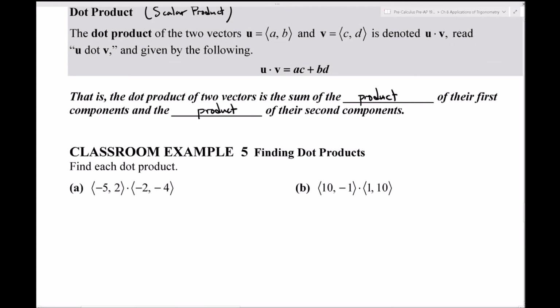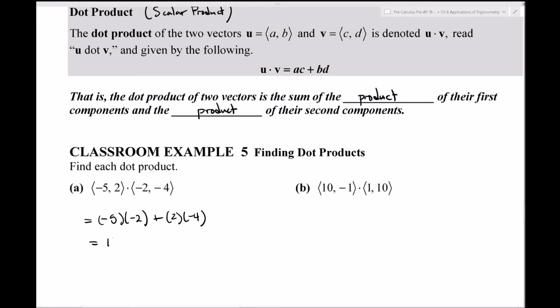So number 5, find each dot product. So <-5, 2>, and that's going to be dotted with <-2, -4>, and that's normally how we describe it. That's a very common way. So u dot v. So I'm going to dot these two vectors as if it were a verb. So we multiply those two together, and according to the definition, it's -5 times -2, and then plus. You add that product with the other product, 2 times -4. Then we just simplify it.